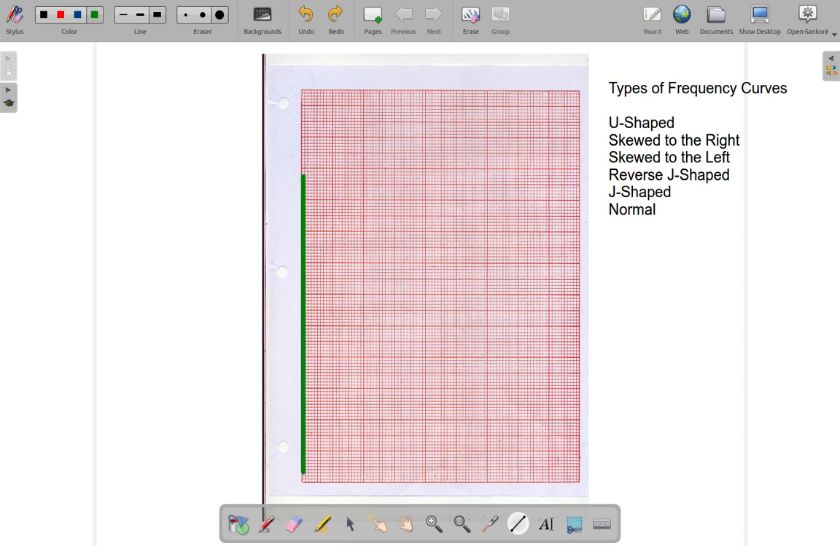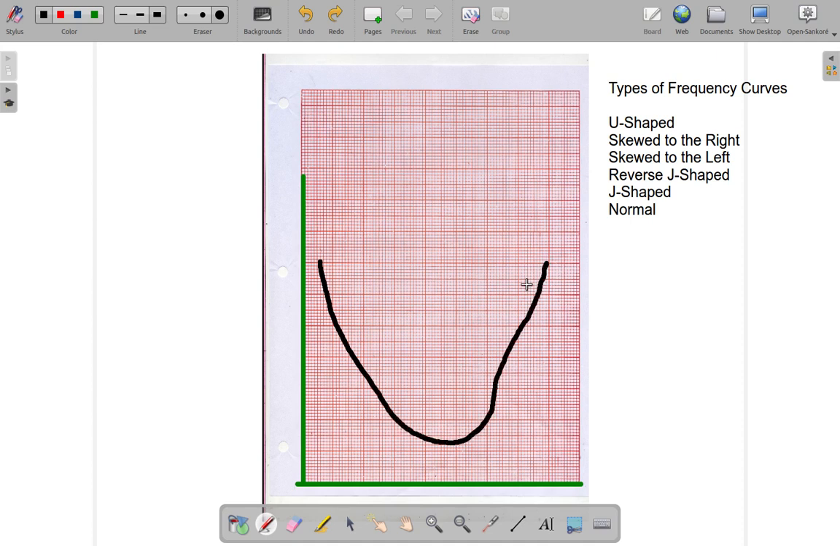this is our vertical and horizontal axis, and we want a U-shaped curve. The U-shaped curve, oh no, this sometimes happens with the software. The U-shaped curve will look something like this, right? Like a U. Now, a certain situation might give rise to it.